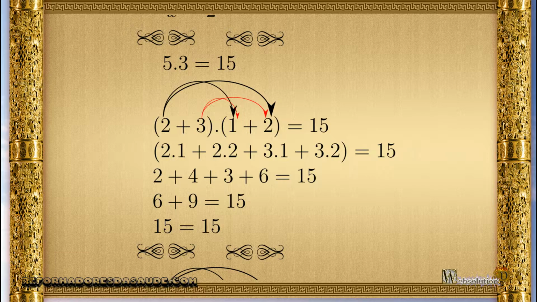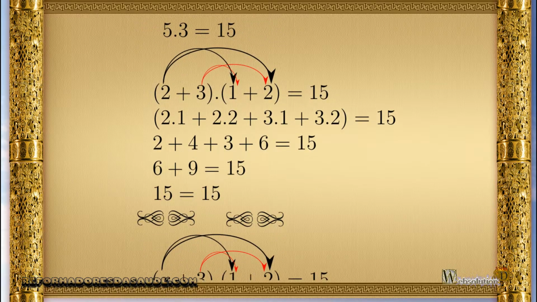But returning to the exercise, we now have to distribute the product in two sums. So each value of the first sum multiplies each value of the second sum. So we have 2 times 1, and 2 times 2, then we take 3 and multiply by 1, and again 3 multiplies 2. And now we have 2 plus 4 plus 3 plus 6, which equals 15. If we add 2 plus 4 we have 6, and if we add 3 plus 6 we have 9, and 6 plus 9 is 15. See that again we get the same answer.